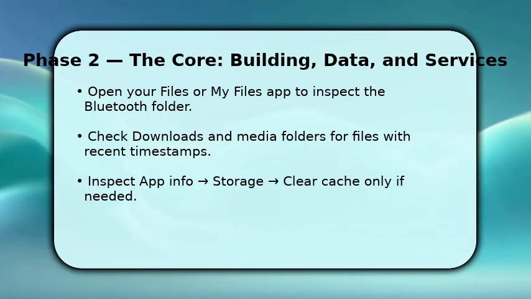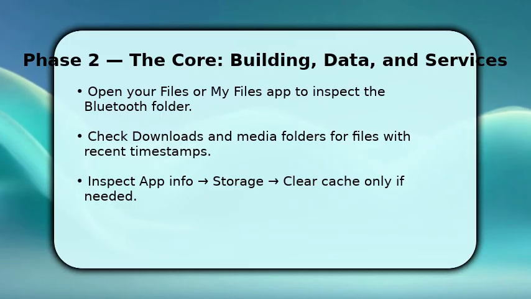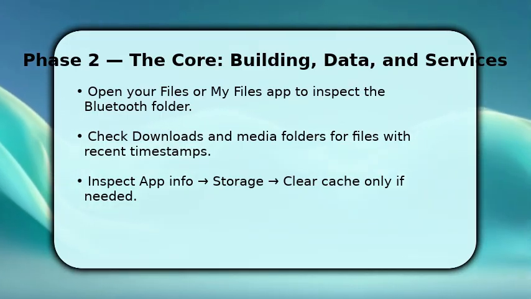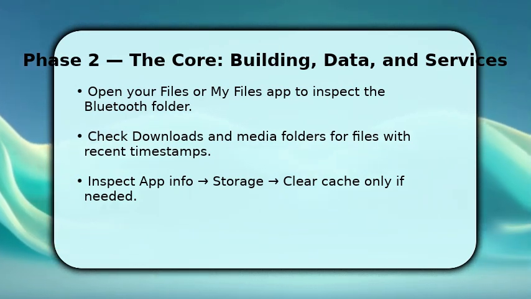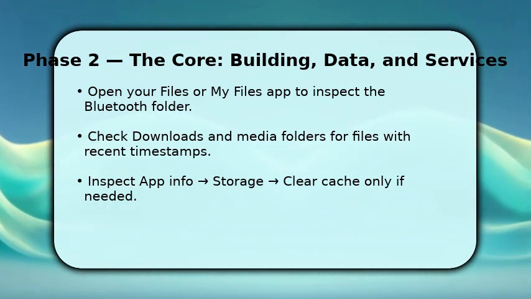To see app-level logs, open Settings, then Apps, then Bluetooth sharing or file transfer, then Storage. You can view cache and data details. Don't clear data yet, but clearing cache can refresh listings. Use that if entries look stale.